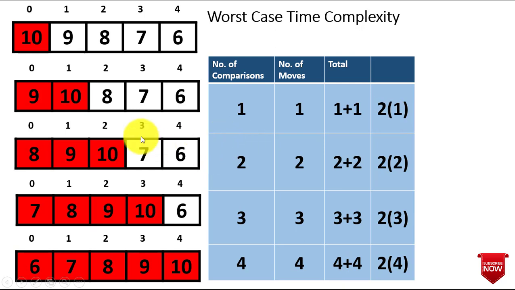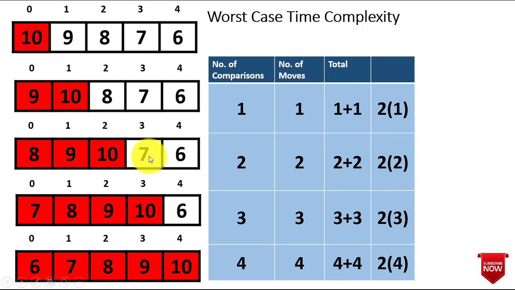In second pass we can see now the 8 is compared with this value and this value. 2 comparisons are required, and shifting, shift 10 here, then 9 here, then place the value of 8 here. So total moves are 2. 2 plus 2, that can be written as 2 into 2.